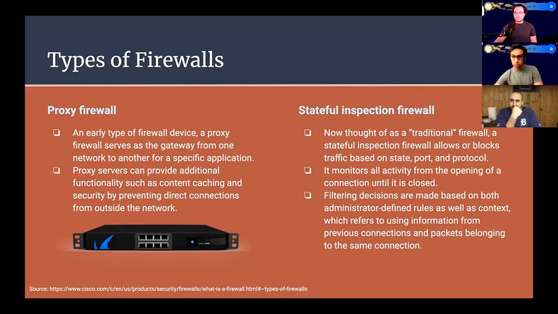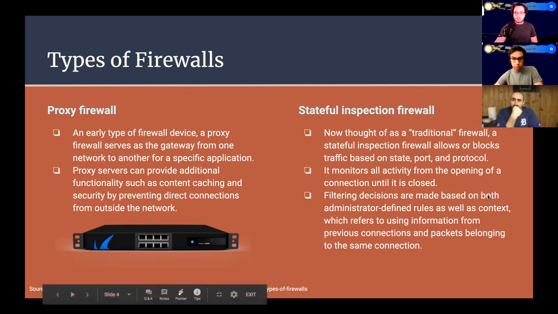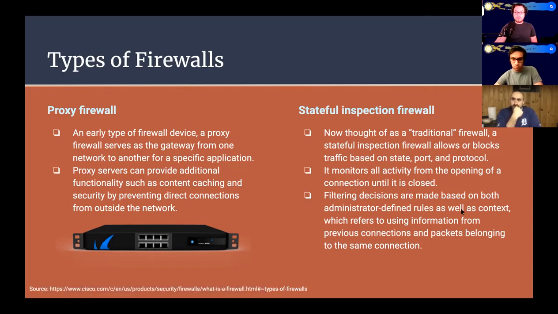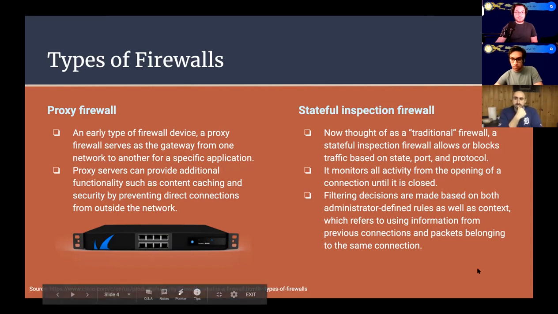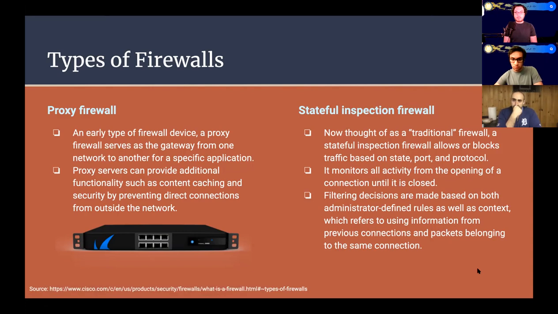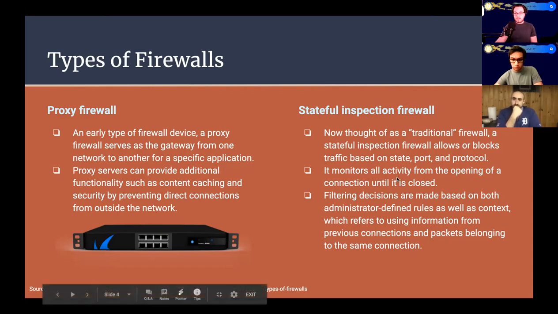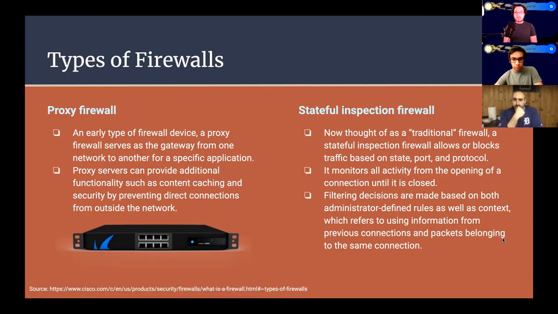And I'll go into more depth on that later on in these slides. Another thing that stateful inspection firewalls do is they monitor activity of the opening and closing connections. So they can see all the connections that are open. If you have this set up on your individual device, then your device will just be tracking what connections it has open for itself. On a router level, it's going to be tracking all the connections open on every device inside the local network.